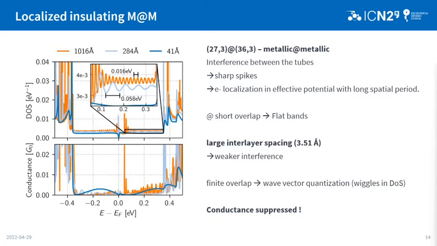We check the same thing with a different nanotube with larger interlayer spacing, and still we see sharp spikes emerging given slightly larger overlap lengths. And again, their density increases as we increase the overlap length, and also their significance.